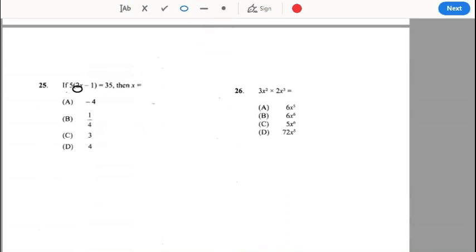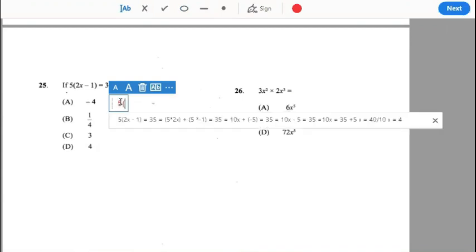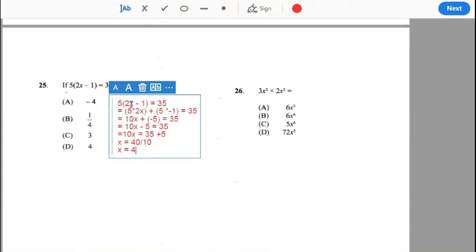If 5 multiplied by (2x minus 1) in brackets is equal to 35, then x is equal to... What we'll be doing is expanding, then solving for x. So 5 multiplied by 2x, then 5 multiplied by -1 equals 35. 2 5s are 10, so that gives us 10x. Then 5 multiplied by -1 gives us -5 equals 35. Remember that a negative times a positive gives a negative number, so it's 10x minus 5 equals 35.